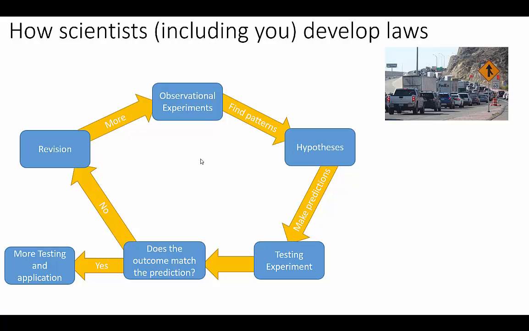So when we're talking about these investigations, we're going to start with an observational experiment. An observational experiment is just, we're going to observe some phenomenon. So in the case of traffic, I could say, every morning I notice there's a lot of traffic. At 7:30 a.m. when I leave for school, it seems that there's a lot of traffic. So that's my observation. There's a lot of traffic at 7:30.